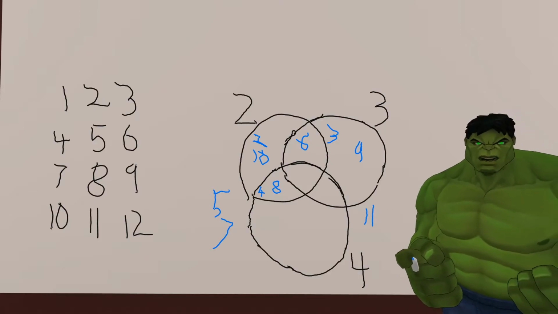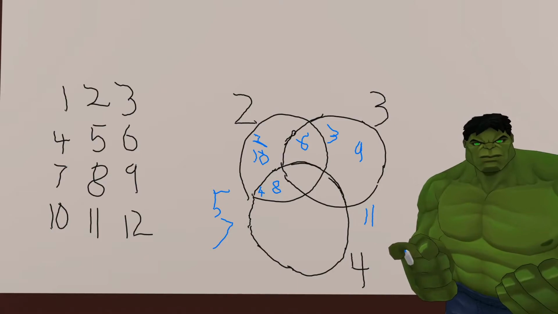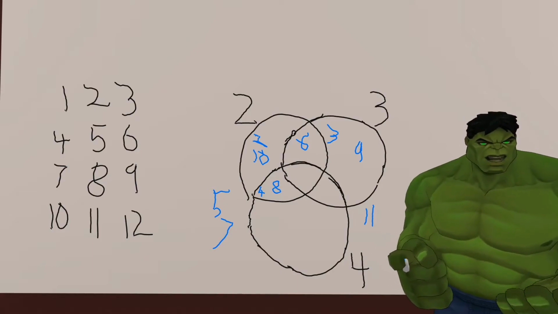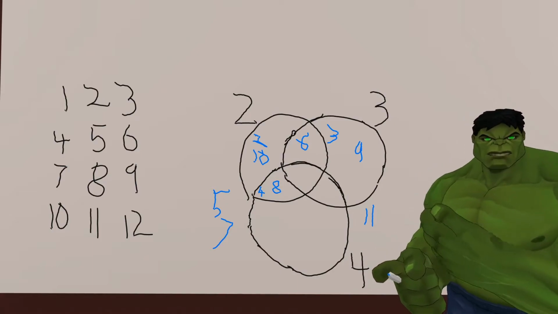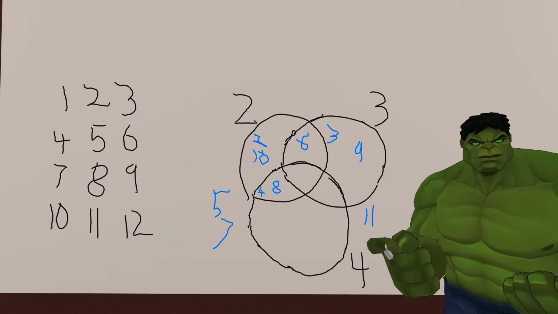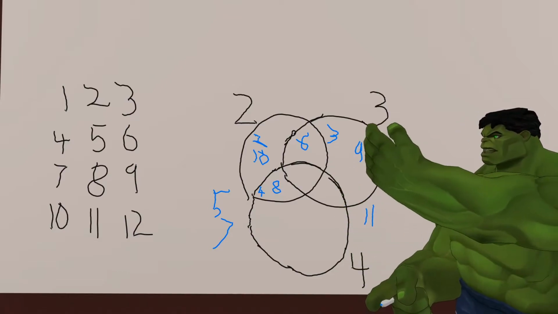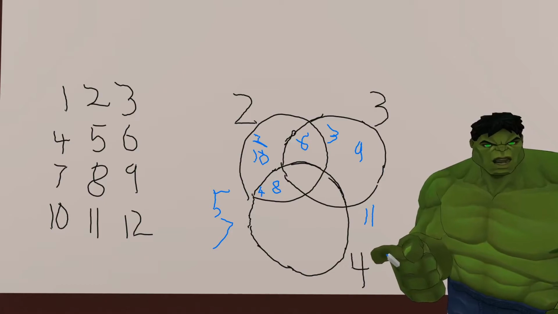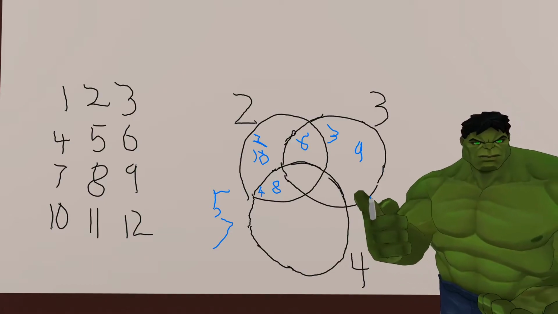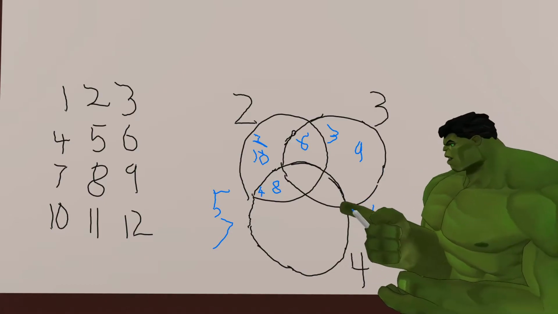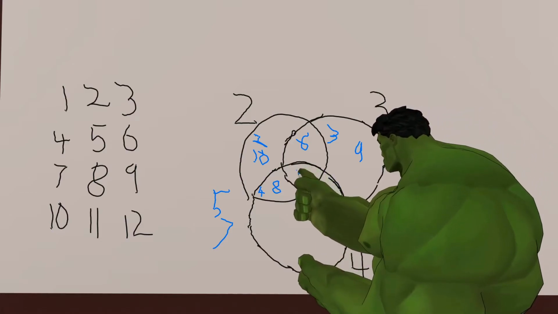What about the number 12? Well, 12 is an even number, so 2 fits into it, and 4 times 3 is also 12. So all 3 of these numbers are factors of 12. So it's going to go in the middle, in all 3 circles. The number 12 goes right here.